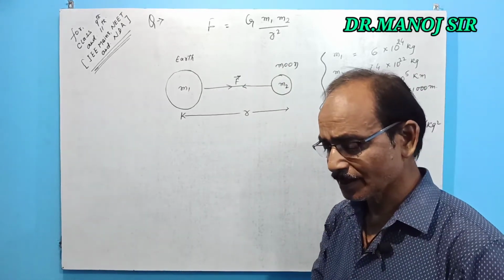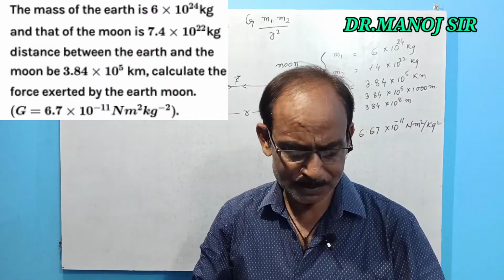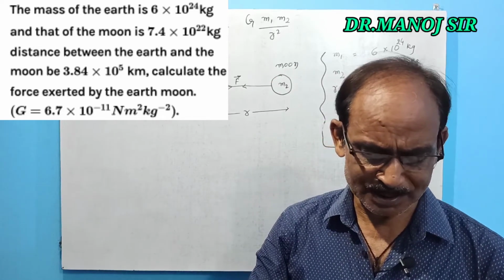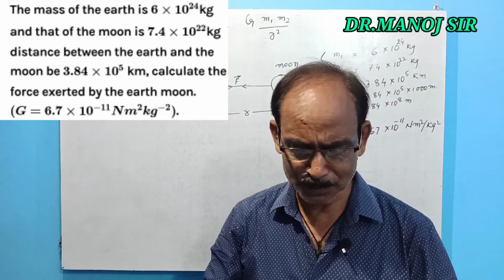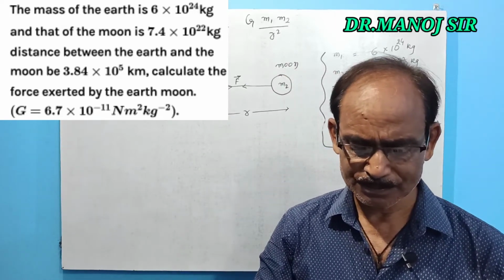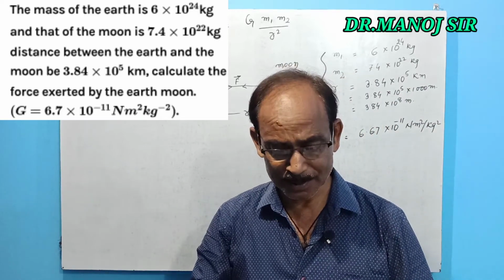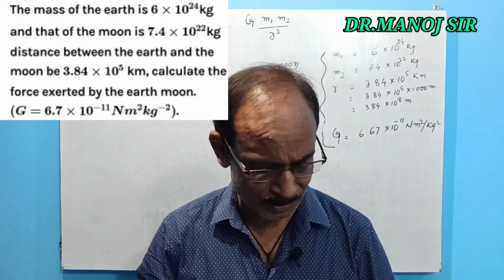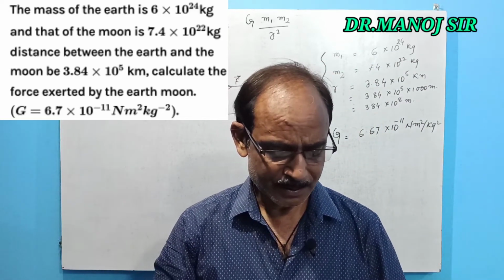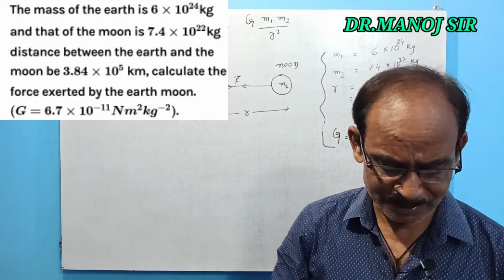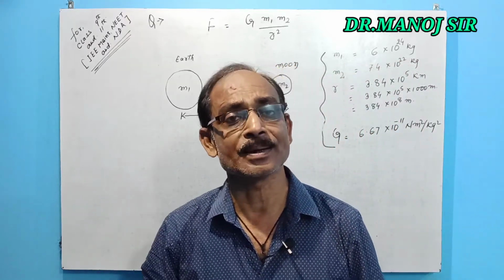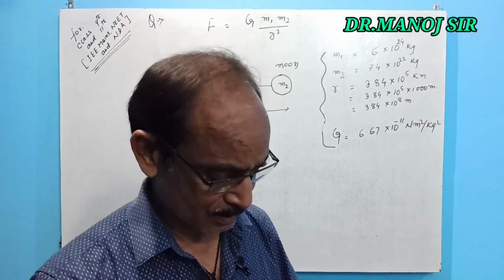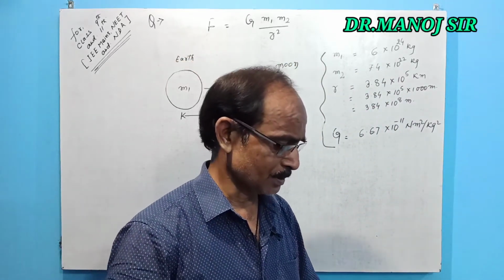The question is: the mass of the earth is 6 into 10 to the power 24 kg and that of the moon is 7.4 into 10 to the power 22 kg. If the distance between earth and the moon is 3.84 into 10 to the power 5 kilometer, calculate the force exerted by earth on the moon.